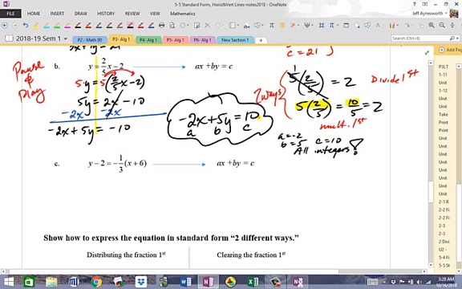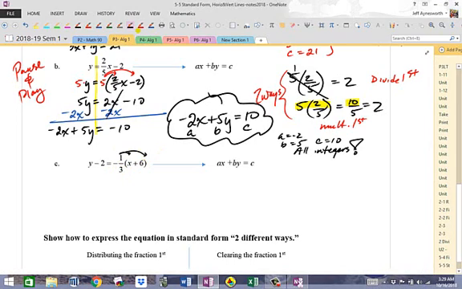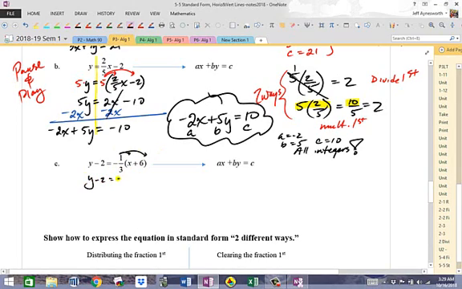All right, once again, pause and play and try C. Okay, so now let's check your work. There's a couple of ways to do this one. One way is to distribute through the negative 1/3 first. You don't have to do it that way. You could multiply by the reciprocal first, which might even be easier, but it's okay. So you get y minus 2 is equal to negative 1/3 times x.